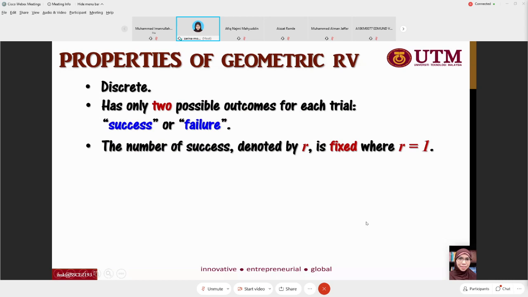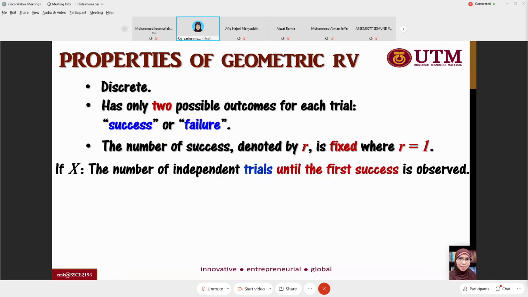So let's look at the definition of your random variable X. We define X to be the number of independent trials, the number of repeated trials. So you need to be very clear what your trial is. And you keep on repeating the trial until you get the first success, or sometimes you can have until the first failure. So the keyword here is until the first success or failure is observed.